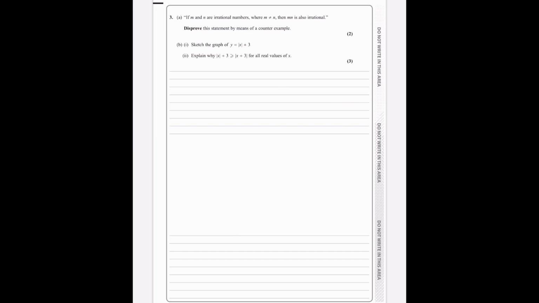Okay, for 3a, disproof. We'll disprove it by a counterexample. So just having a think about numbers that will multiply together to make a square number. I've chosen 2 and 8, square root of 2 times the square root of 8. They're both irrational numbers. Multiply them together, you get the square root of 16, which is of course 4, which is a rational number. That is a counterexample to the statement and therefore disproves it.